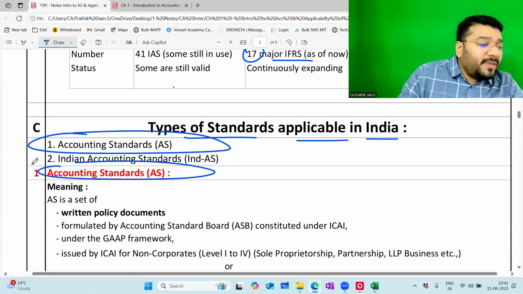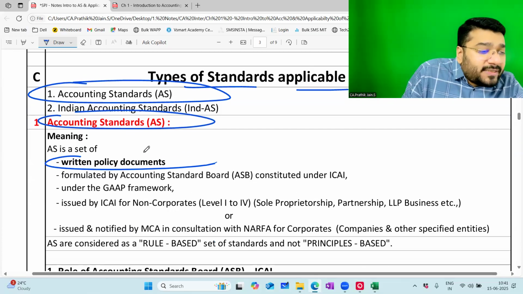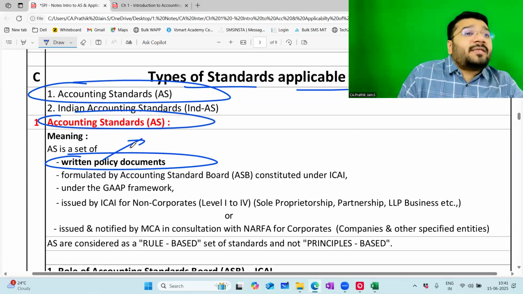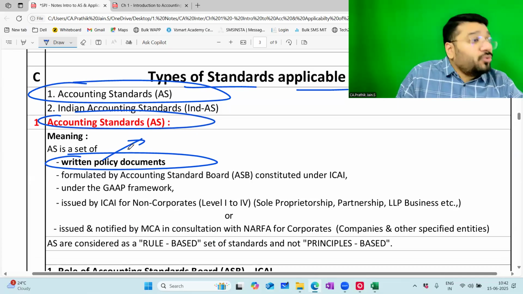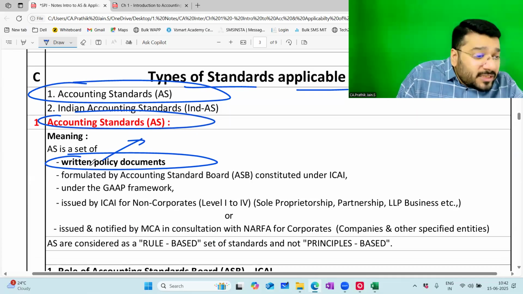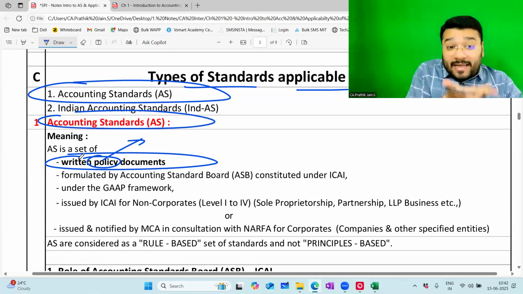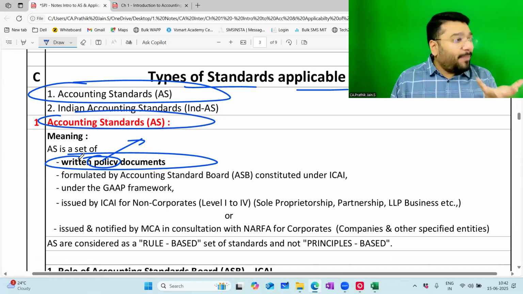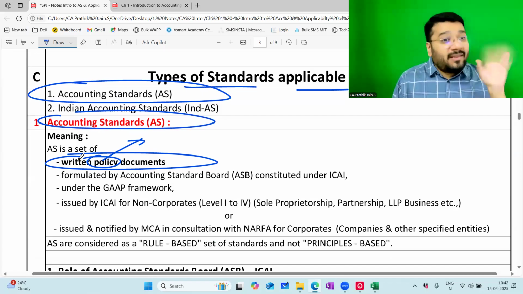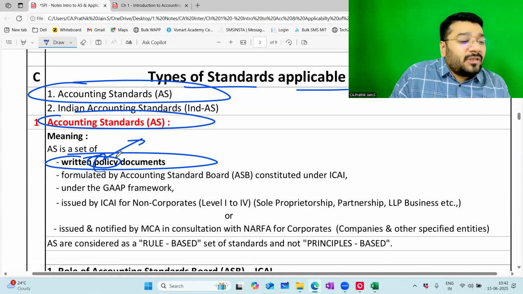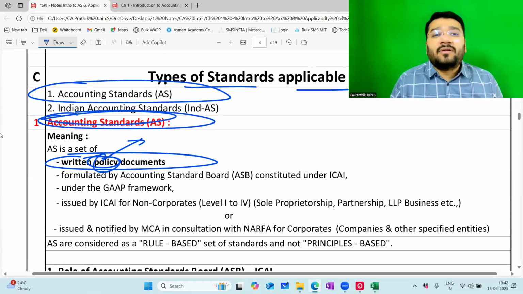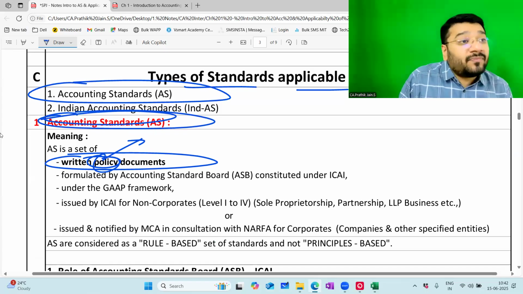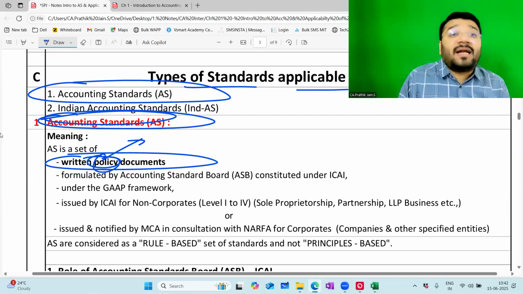So accounting standard means what? Again, it is a set of policy documents. This policy is what policy? Accounting policy, accounting rules, accounting principles, accounting conventions, whatever you say. So this is prepared keeping what as a base? Keeping GAAP as a base. So GAAP gave a framework. Using that framework, we developed the policies called accounting standards. And who developed all this? Accounting Standards Board.